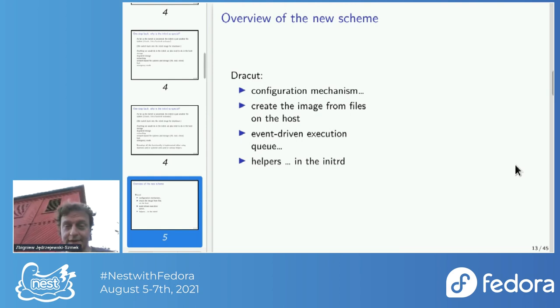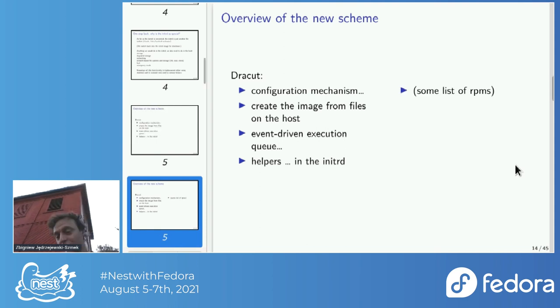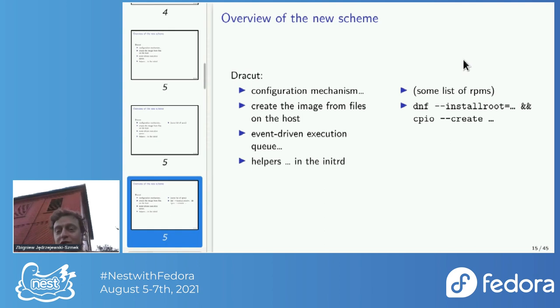So I said that Dracut is those four areas, and I want to replace this by a different scheme. So the configuration mechanism will be just a list of RPMs. Let me do this in a kind of a hand-wavy fashion for now. So I have some list of RPMs, and I create the image by calling dnf install --installroot and zip this up into a cpio archive.